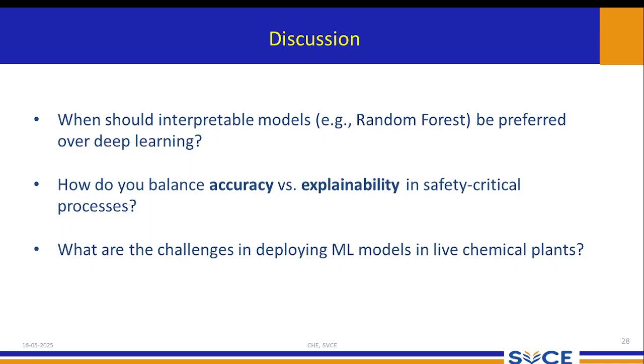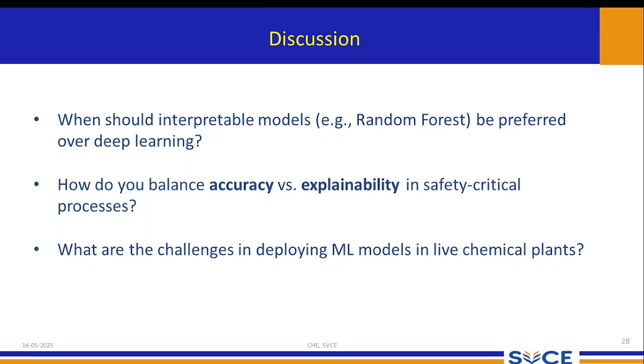How do you balance accuracy versus explainability in safety-critical processes? Whether you are looking for better accuracy or you want to go for explainability, that is very important. Explainability is supposed to have transparency, but accuracy need not require the transparency characteristics. I will tell you one by one.